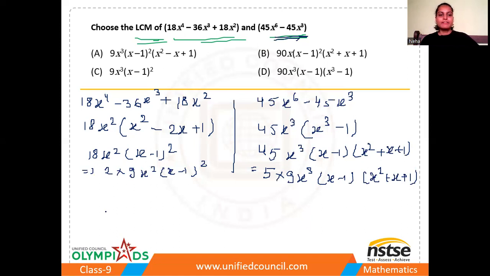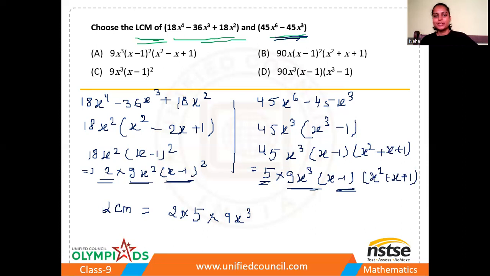Correct? Now I can find the LCM, the lowest common multiple. So 2 into 5, these two terms will come, right? So 2 into 5 into 9x cube. This one is x minus 1 whole square, and this is x minus 1 into x square plus x plus 1. So it becomes x cube minus 1. From these two terms, x cube minus 1 is the common portion, along with x minus 1.